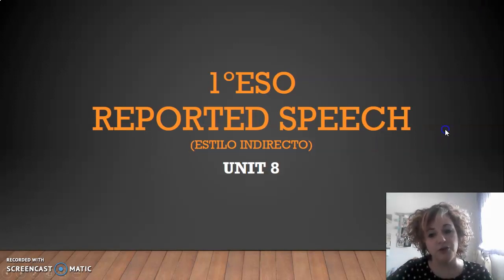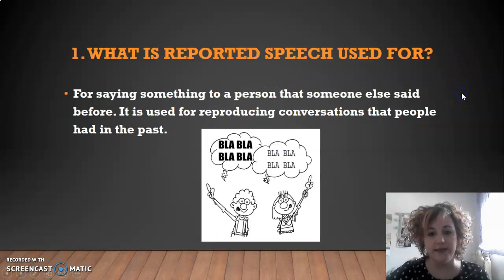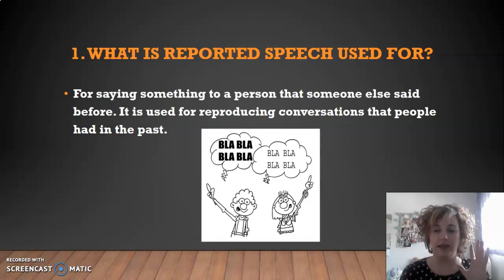First thing I want you to pay attention to is what it is used for. The structure will be later, okay? This time it will be different. We will start with the use and later the structure.